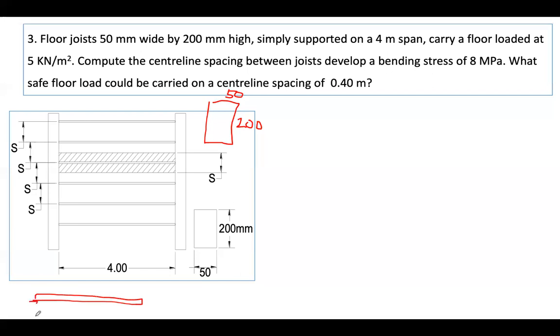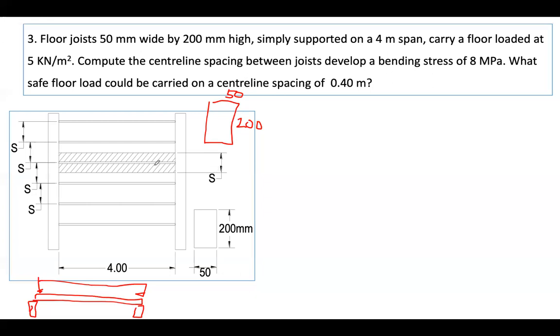If it's simply supported, usually it is being supported by a beam. The floor joist carries the plank, or some use plyboard, 1 inch thick. So we have here the uniform load. This has to carry a floor load of 5 kilonewton per square meter. So 5 kilopascal.